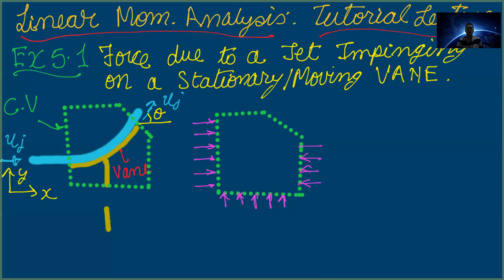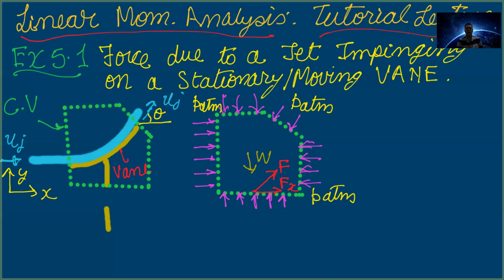Now, the arrows which are shown here correspond to the pressure. Note that the jet is moving in atmospheric conditions, and there is no change in the pressure as it moves in the atmosphere. So everywhere pressure is atmospheric. So on this control volume, the pressure everywhere is the same, that is atmospheric pressure. Other than the atmospheric pressure, the external force that acts on this control volume is the weight. Note that this weight corresponds to the weight of the water inside this control volume as well as the weight of the vane.